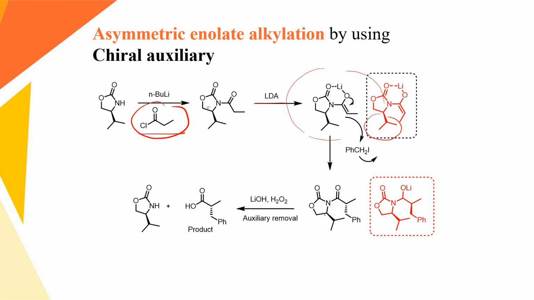And after that, how can you remove that particular auxiliary? The auxiliary can be easily removed by lithium hydroxide in presence of H2O2, which leads to give a chiral product, which is our targeted asymmetric product, and we get back our auxiliary. So this is the typical reaction of asymmetric enolate alkylation by using a chiral auxiliary. A similar strategy can be used for the aldol condensation also, that I will not discuss here, but the similar strategy can be performed in the aldol reactions.